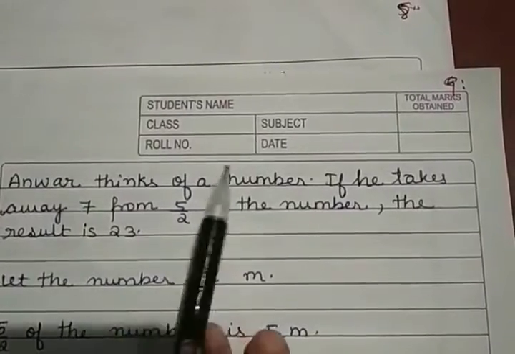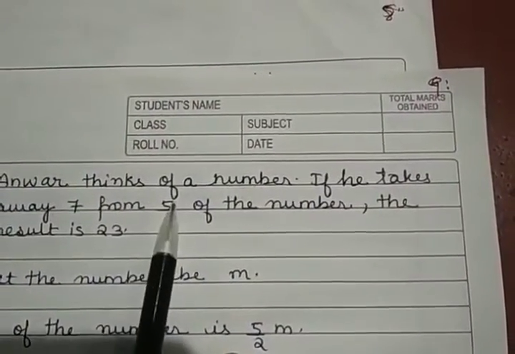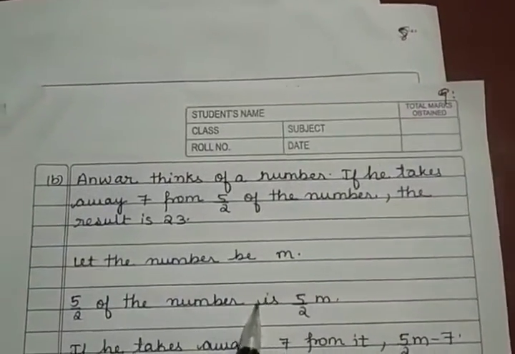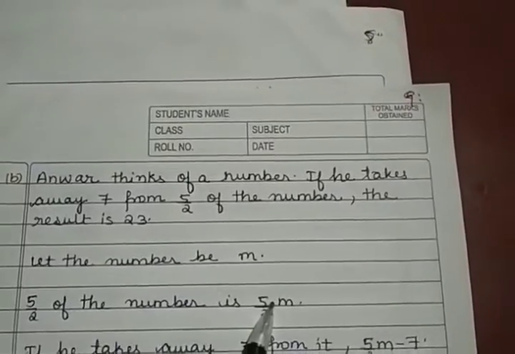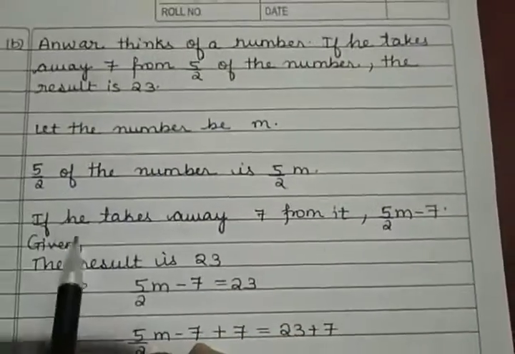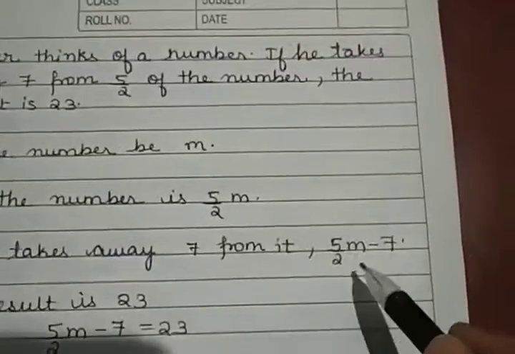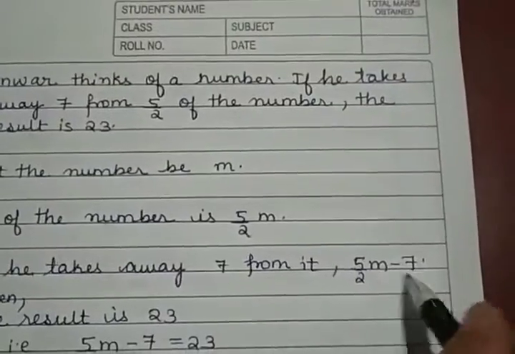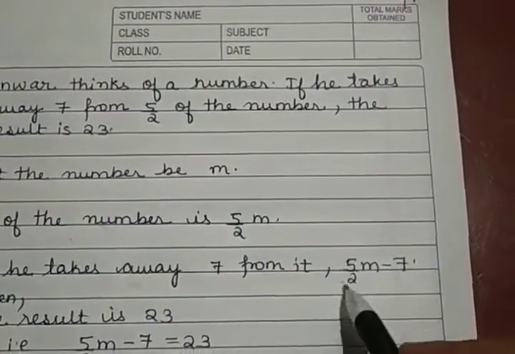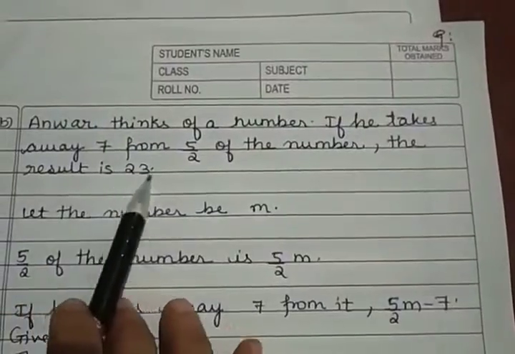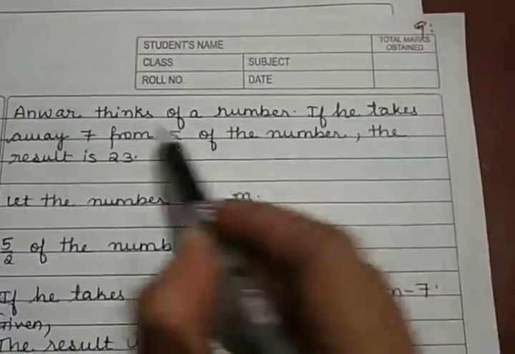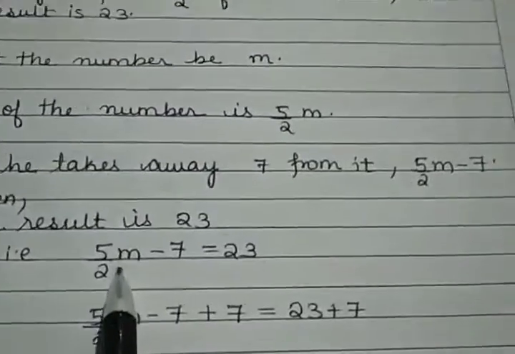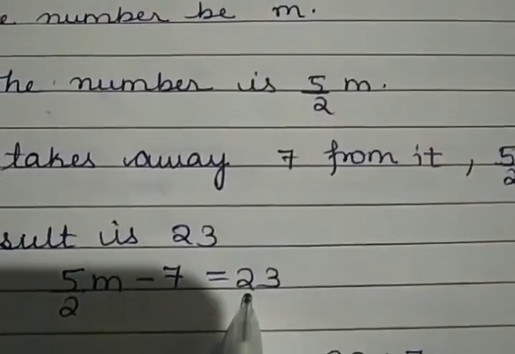Then it says he takes away 7 from 5 upon 2 of the number. So what will be 5 upon 2 of this number? It is 5 upon 2 m. Then if he takes away 7 from it, it will be 5 by 2 m minus 7. And it is given that this number, that is 5 upon 2 m minus 7, is 23. So when he does all these operations on m, the answer that he gets is 23. So 5 upon 2 m minus 7 is equal to 23.